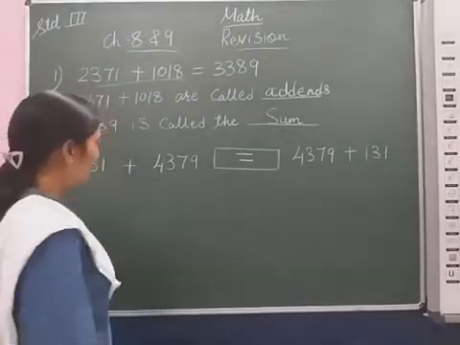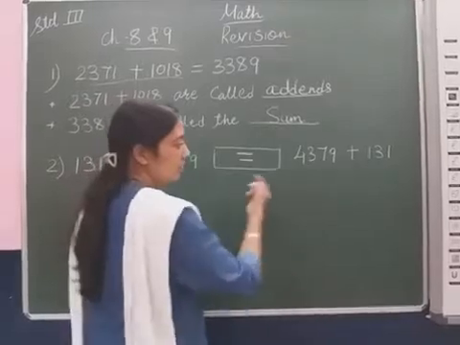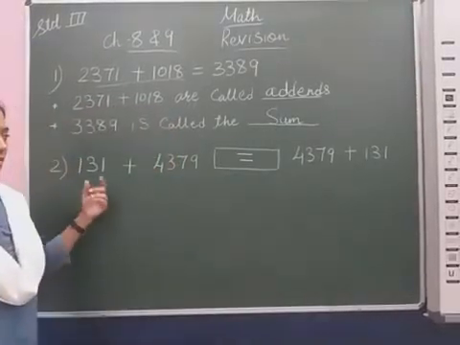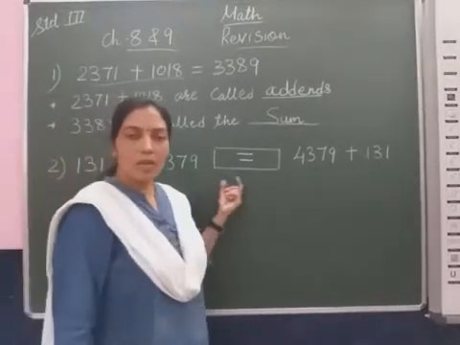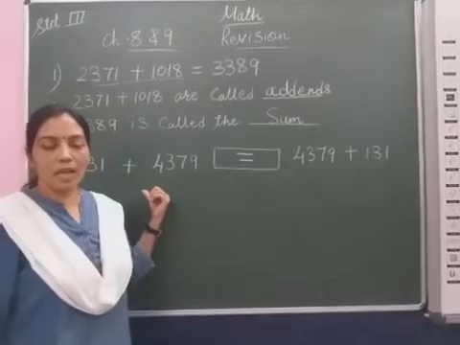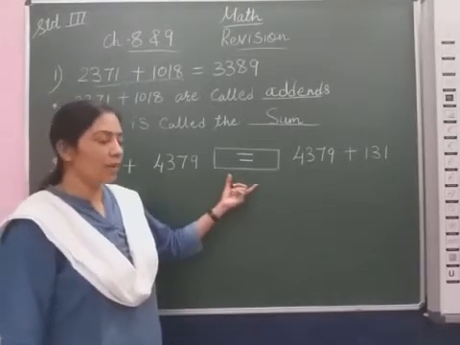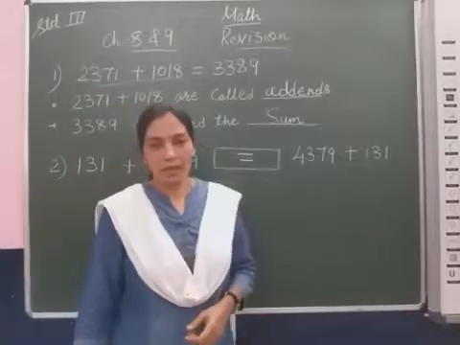Here the order is changed. The second addend comes first, and the first one goes to the second. But the sum is always the same, because we use the same numbers as the addends. So the sum is always the same, and we put the equal to sign here.